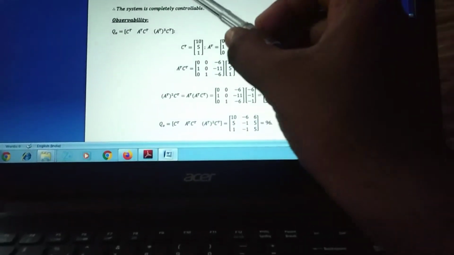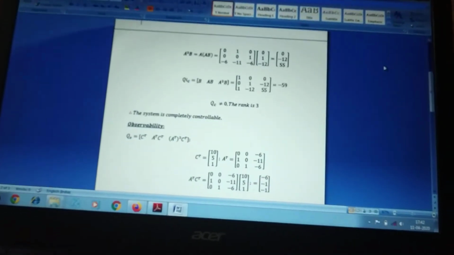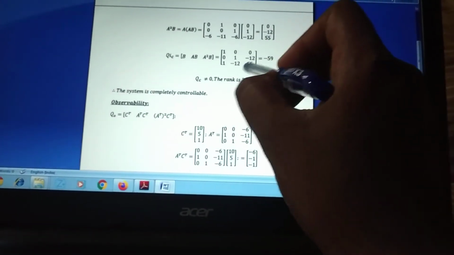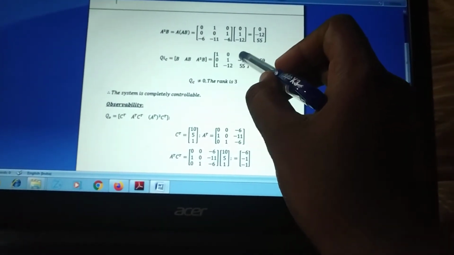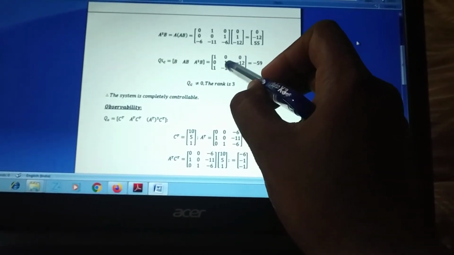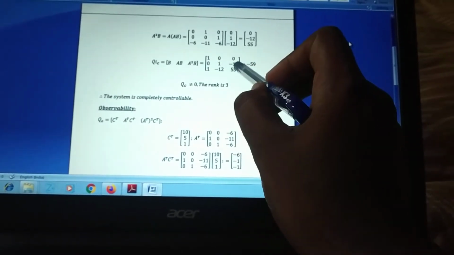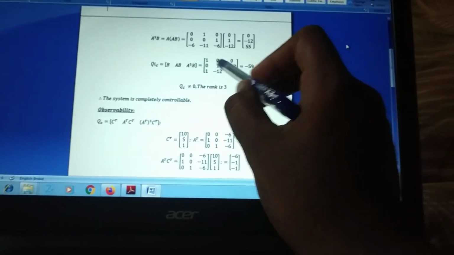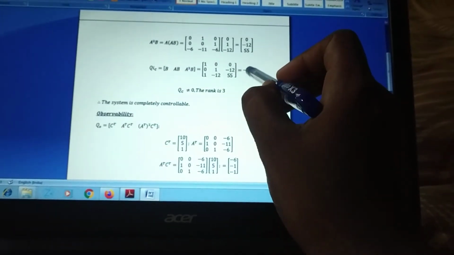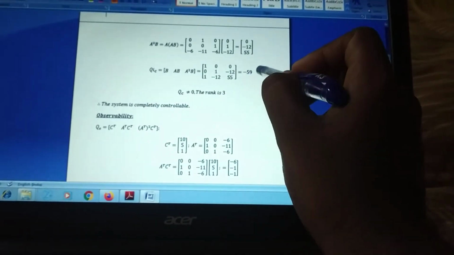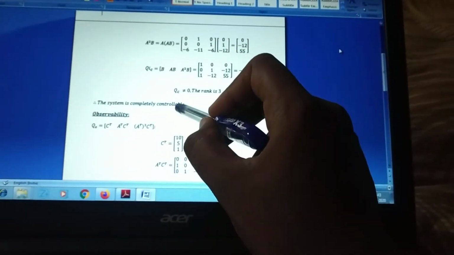Qc = [B, AB, A²B], so we multiply the given matrices. How to do matrix multiplication? 1 into 55 minus 12 into 12. Here minus into minus cancel. 12 into 12 gives 144. Next, 0 into 55, 1 into -12; the same 0 we omit these terms and cross-multiply 0 into -12 and 1 into 1. So you get the Qc value. Here the Qc value is equal to -59. That means the Qc value is not equal to 0, so the system is completely controllable.